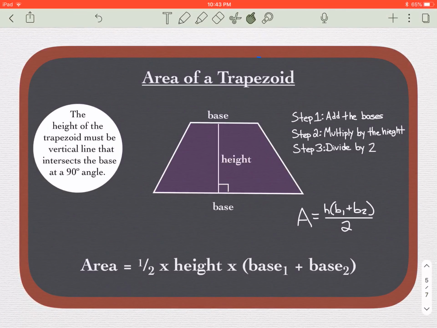Hey guys, this is video 2. This video is to figure out how to find the area of a trapezoid.